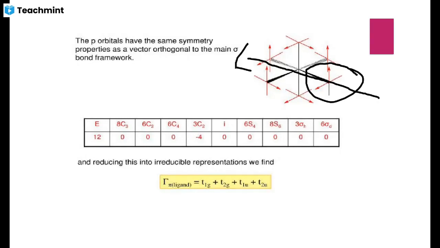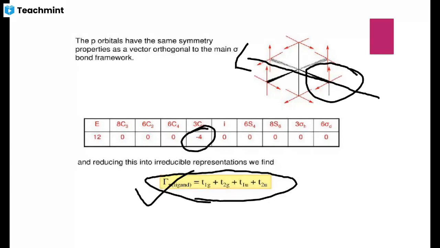So if you do these operations, the four arrows in the two bonds change their direction, so that's why it is -4, and for all the other symmetry operations it is 0. If you reduce this reducible representation using the reduction formula, you get the pi ligand reducible representation.